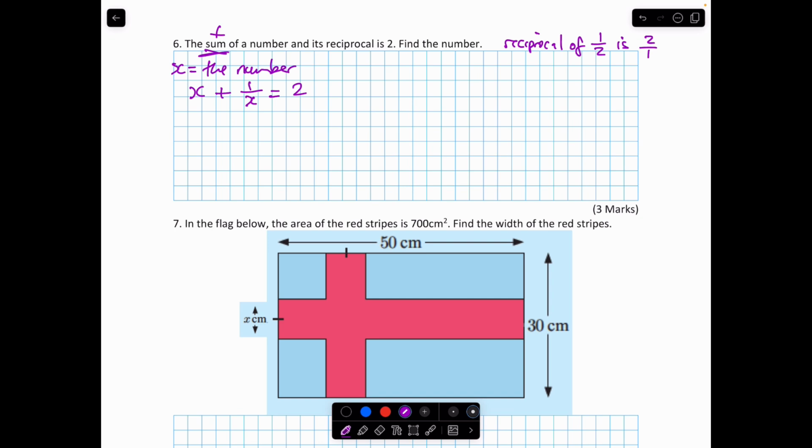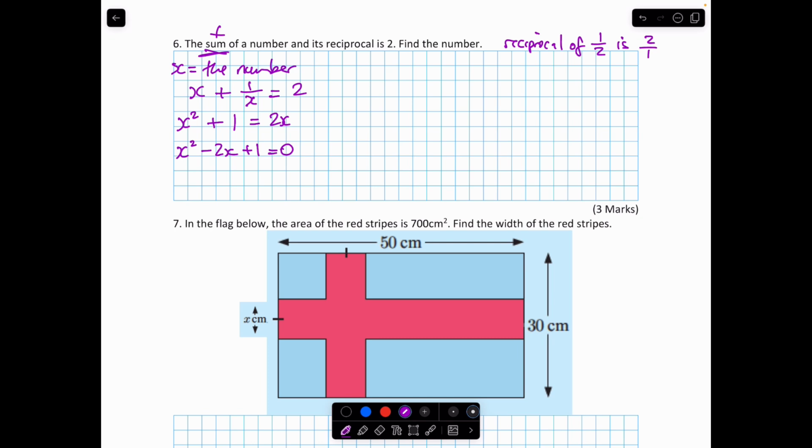Well, it will be when we cancel out the fraction, because the opposite of dividing by x is timesing by x. So if we times all terms by x, you're going to have x times by x is x squared. 1 over x times by x is going to leave you 1. And 2 times by x is going to give you 2x. To solve any quadratic, I need to make it equal 0. So the opposite of positive 2x is negative 2x. So you're going to have x squared take 2x, and then you've still got the plus 1 on the left-hand side.